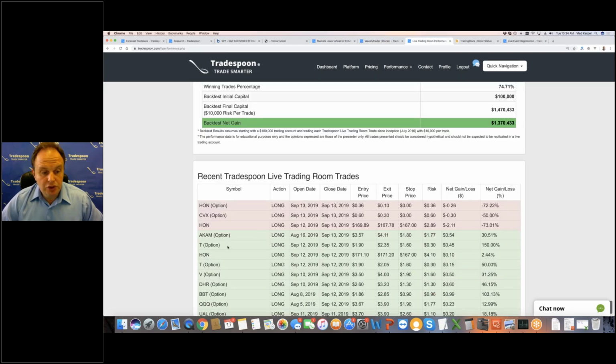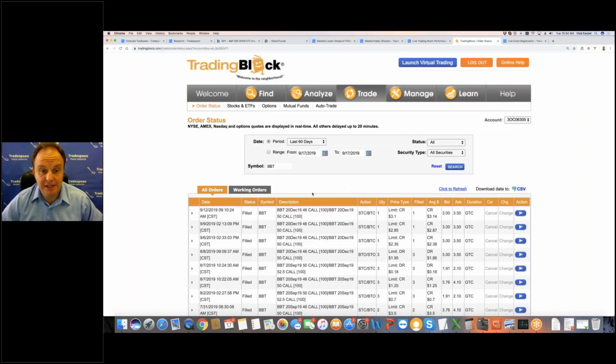You can see all of our trades, long-term and short-term, from all of the models. Not only do we provide these signals, we trade them. Here are the trades in the live trading room, an example of the weekly model and the monthly model. You can see that BBT bought a December contract for $1.86, closed half at 3.87 and half at 3.14. These are examples of the option and stock trades we do in the live trading room.